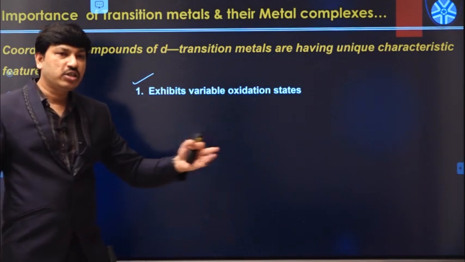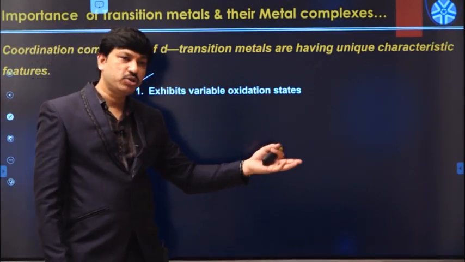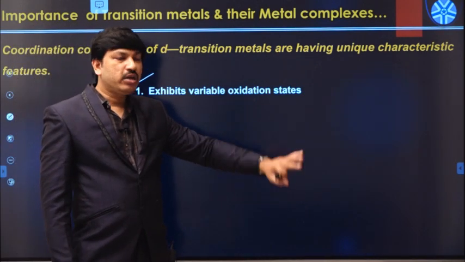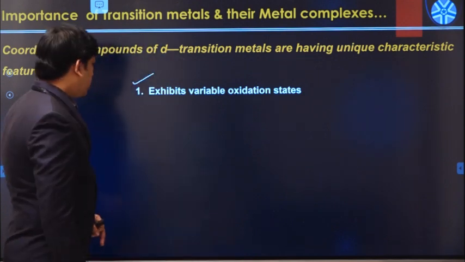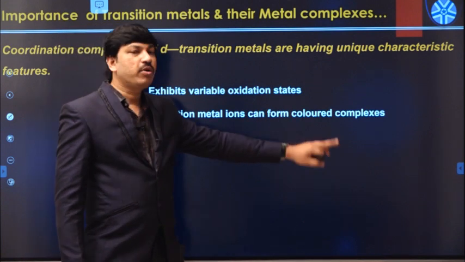So most of the transition metals actually have variable oxidation states. They can be available in +2 state, +3 state, +4 state like that, depending upon the number of electrons available in the d orbitals and outermost s orbitals. And another point actually, transition metal ions can form colored complexes.